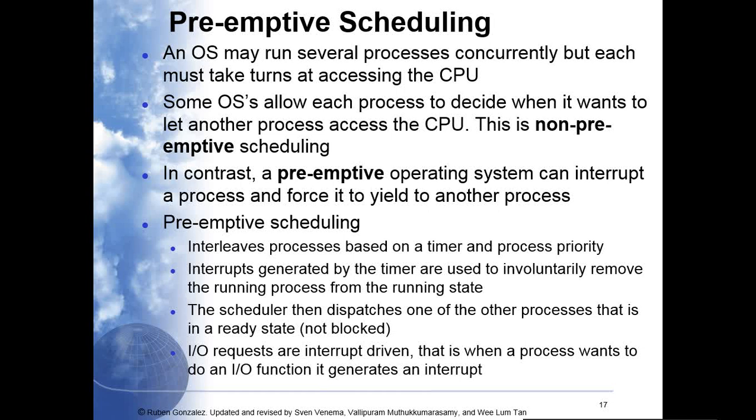The scheduler will then work out which other process that is currently waiting, or sorry, I should say ready to be run, to run next. And there's an algorithm it'll process for that. And there may be several algorithms depending on the kind of scheduling it's doing. So input and output requests are interrupt driven. So that's when a process wants to do an input and output function, it generates an interrupt as well. So there's two cases here when you can get kicked off the CPU. One is your time's up, you're off.